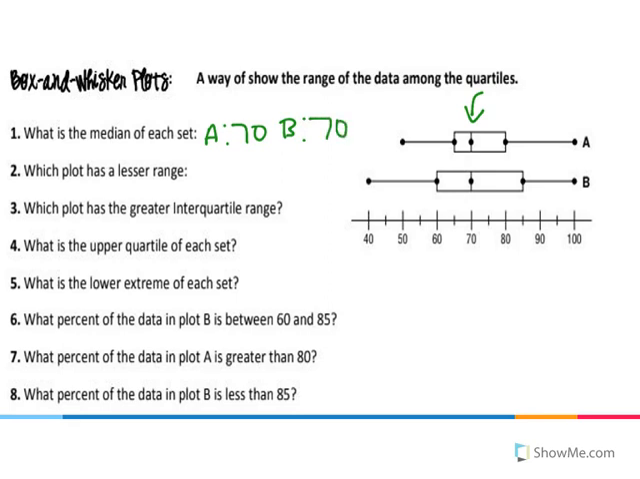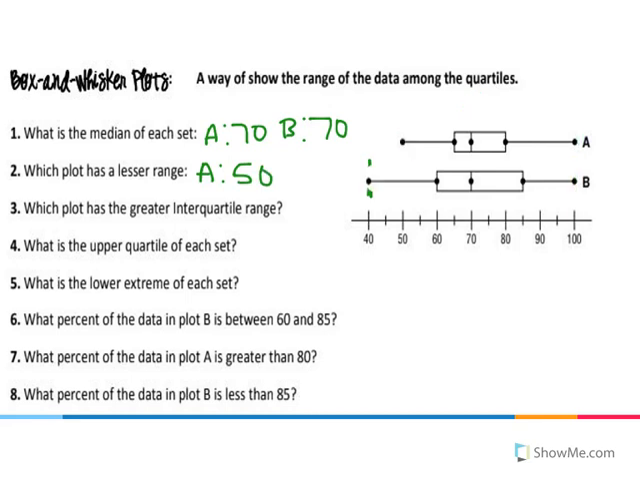Awesome. So now which plot has lesser range? So if we look at A, we have our range, which is our max minus our min. So 100 minus 50 is 50. For part B, 100 minus 40 is actually 60. So which has the lesser range? Well, A only had a range of 50, so it would be A.